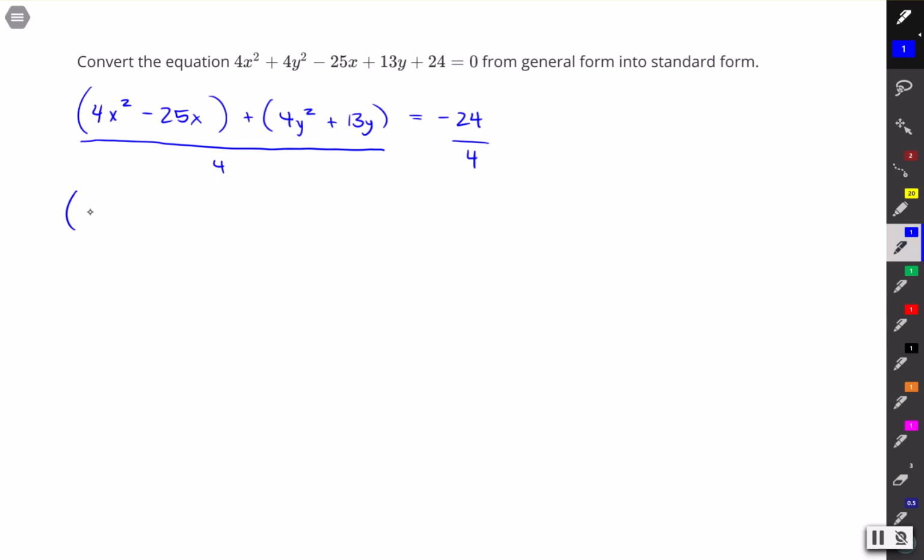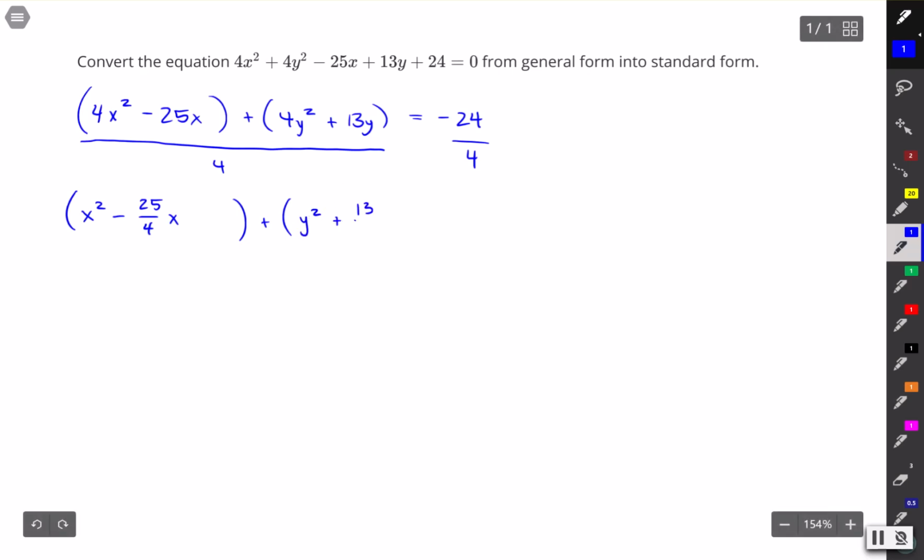4x squared divided by 4 would just be x squared. And then 25x over 4, the best I'm going to be able to do there is write 25/4 of x. Then I'm going to leave some space because I need to complete the square yet. And then my y terms, the 4's will cancel, and 4y squared over 4 gives me y squared plus 13/4 of y. And on the other side of the equation, 24 over 4, those reduce and we'll make that negative 6.